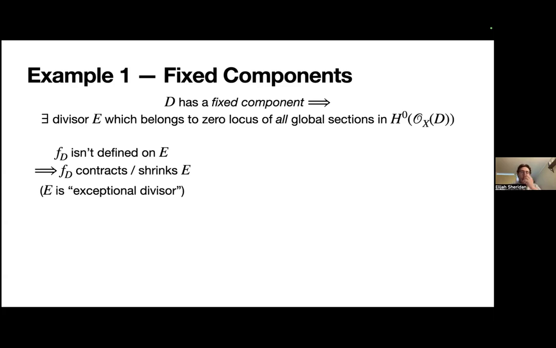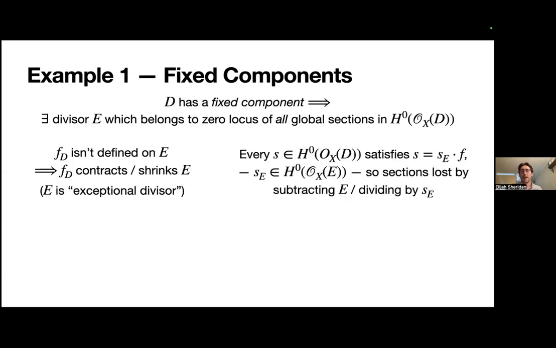And so the interpretation is that F sub D actually just removes or contracts or shrinks this divisor E. It is totally blind to it. E is an exceptional divisor of this map. From a cohomological standpoint, if this E belongs to the zero locus of every single global section, then this means that all global sections factorize and have an overall prefactor of a section S sub E of the line bundle associated to E, such that you get this reducible structure.